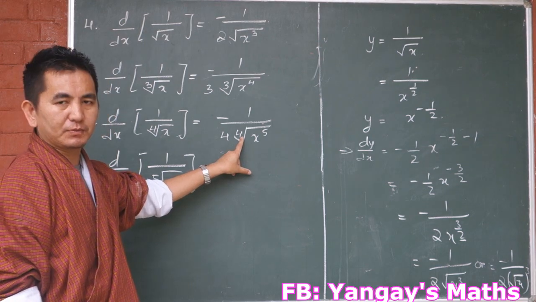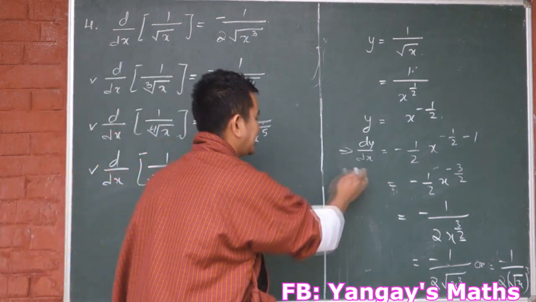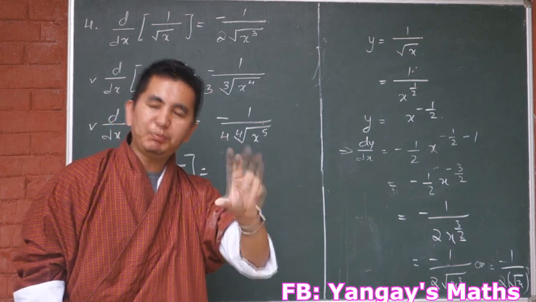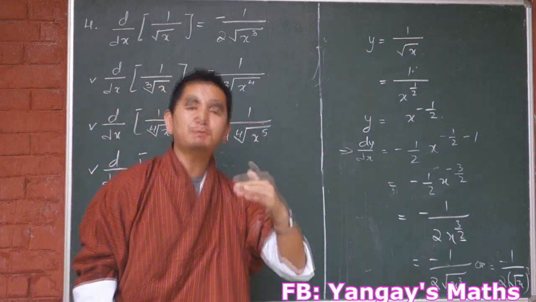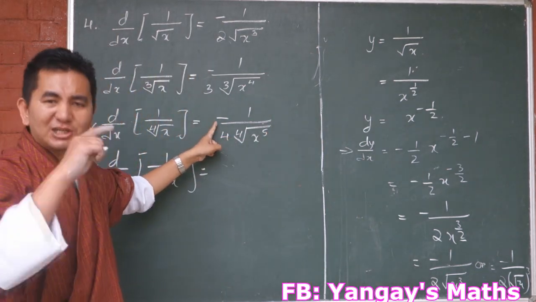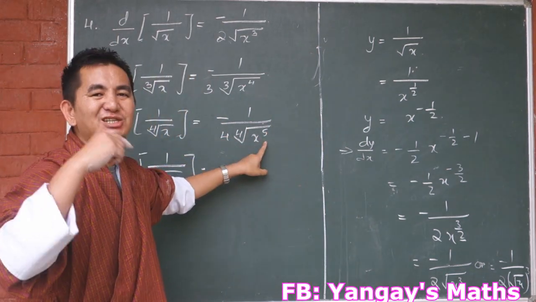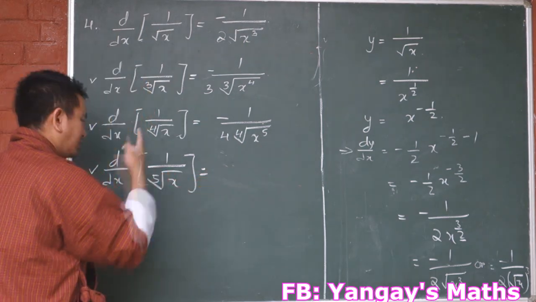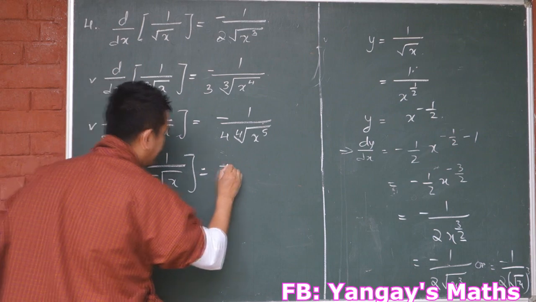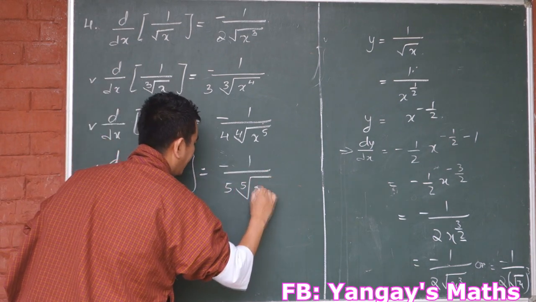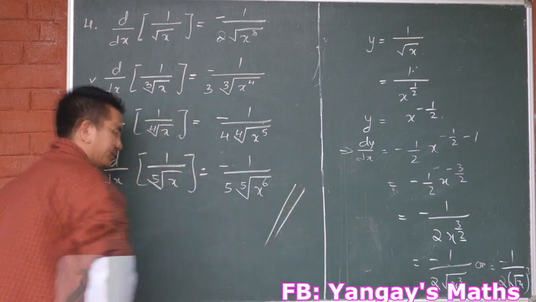index. In the previous case, differentiation of root x, the answer was positive, but power of x was decreased by 1 with respect to index. In this case, the answer is negative, but power of x will increase by 1 with respect to index. Get thorough with this one. What should be the differentiation of 1 by 5th root of x? It will be negative 1 by 5 times 5th root of x raised to power 6.